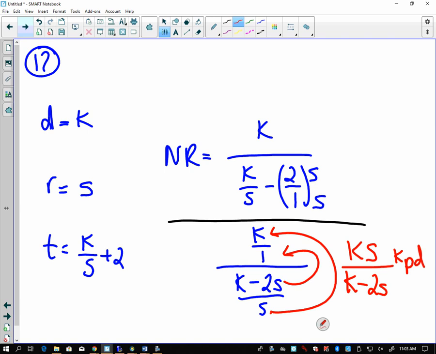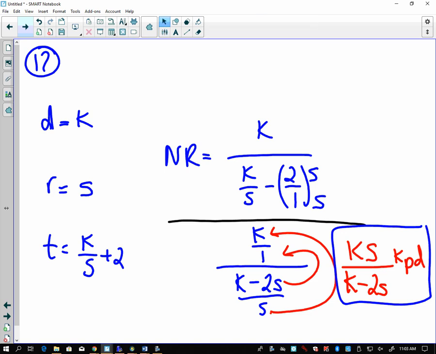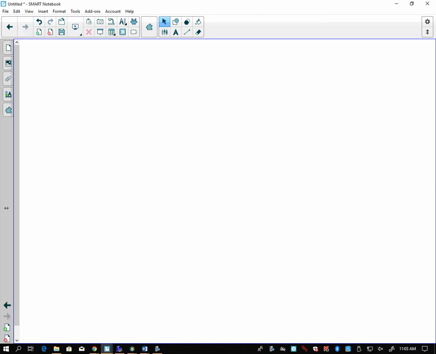Does that make sense? All right, let's check this against the answer key. This is 17. Ks over k minus 2s. Like I said, I would do KPD, kilometers per day, or km per day. Okay, that's my answer. Do we understand that okay? Okay? All right. Let's see. Beyond that, we need number 5.